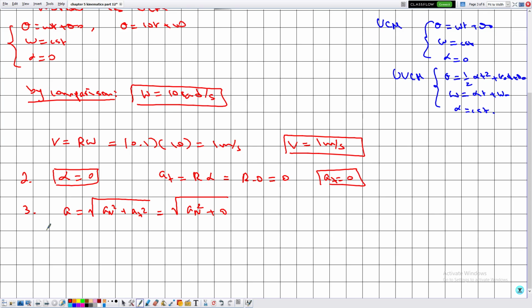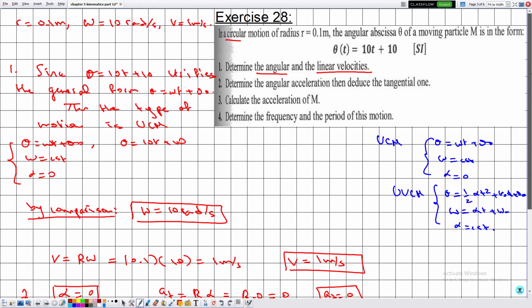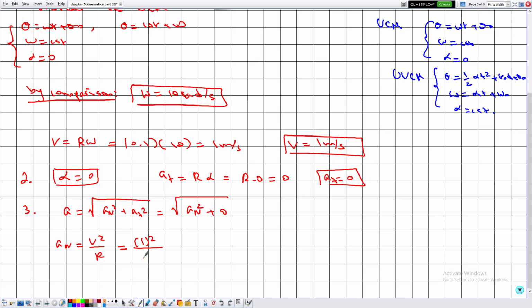Now it's left to determine an. An is given by v square over r. The value of v we have calculated, which is given by 1 independent of time, so 1 to the power 2, divided by the value of r, which is given by 0.1. So this is equal to 10 meters per second square. So this is equal to square root of an square. They cancel out, which is equal to an, so 10 meters per second square. So the magnitude of the acceleration is given by 10 meters per second square.